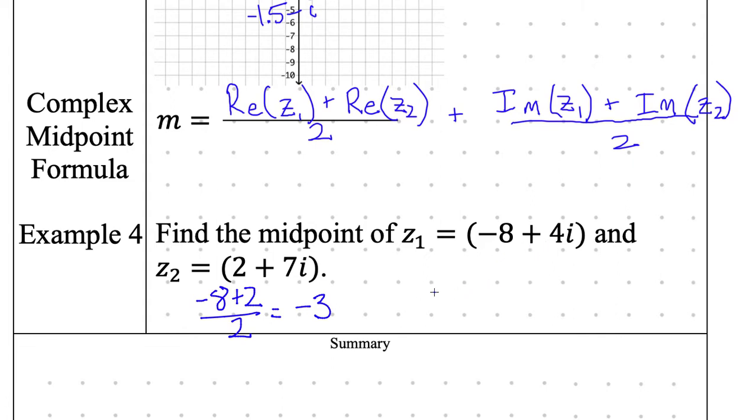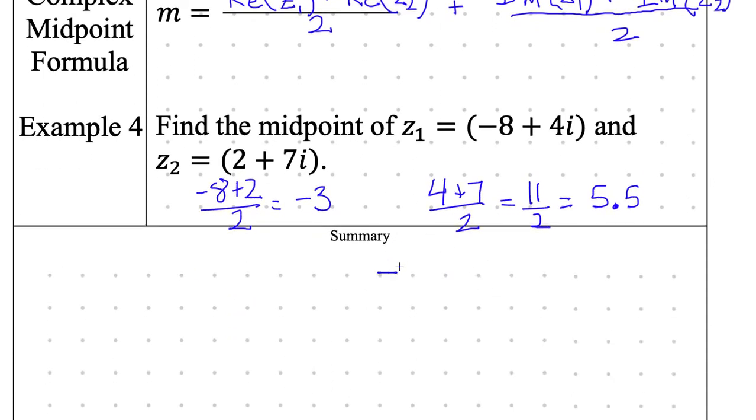It would be 11 divided by 2 because you did 4 plus 7 divided by 2, which is 11 divided by 2, which is what decimal, Teflon? Something 0.5. It is indeed 5.5. So our final answer is negative 3 plus 5.5i. Box it. All right, everyone got XP, everyone participated.